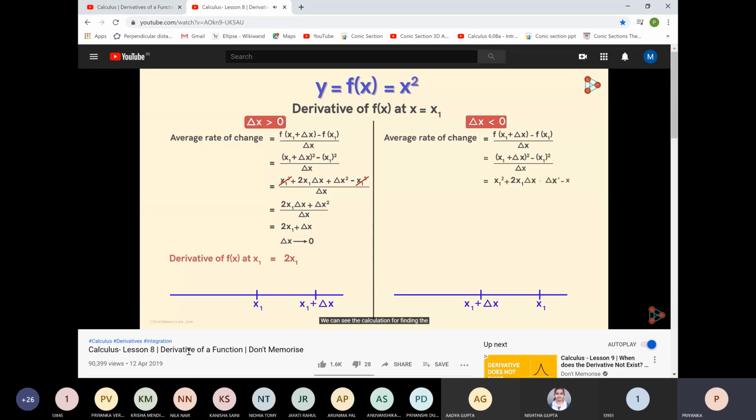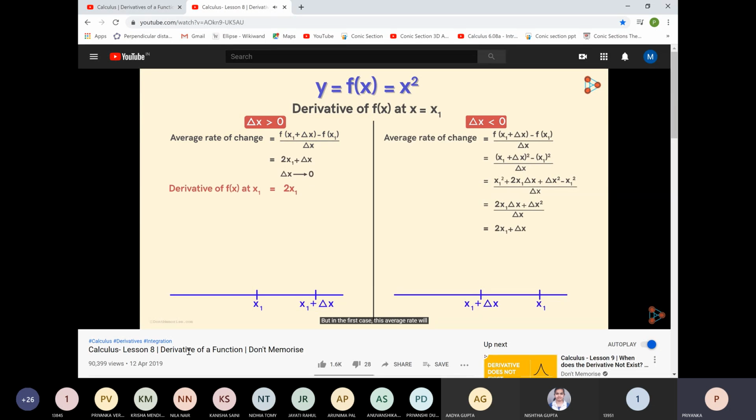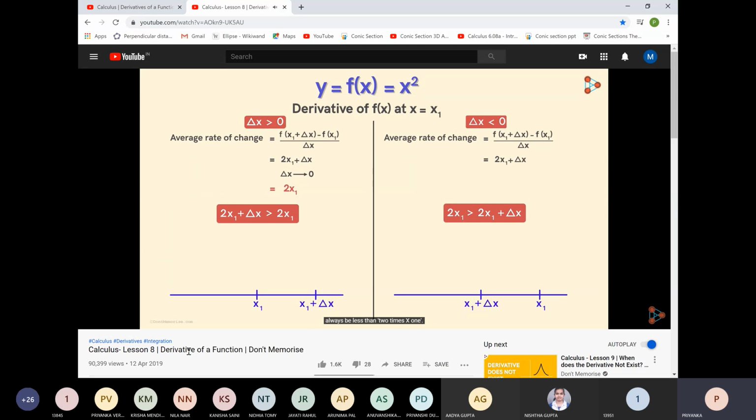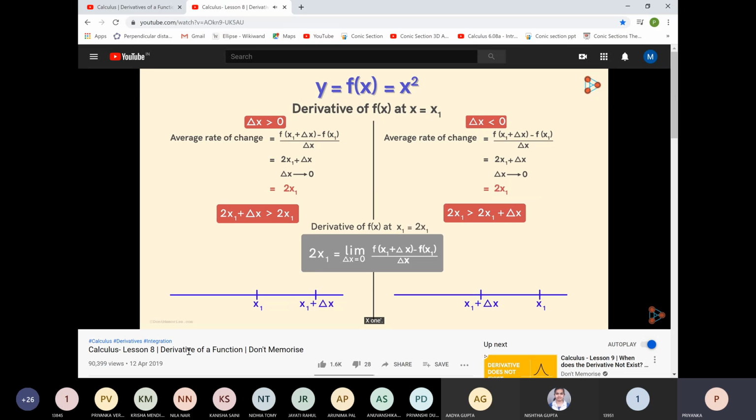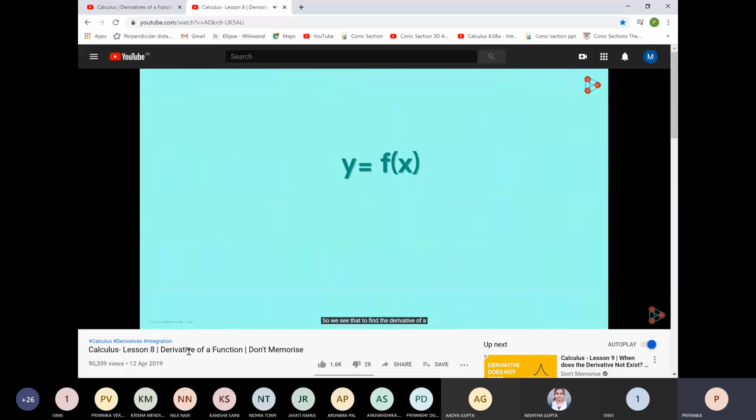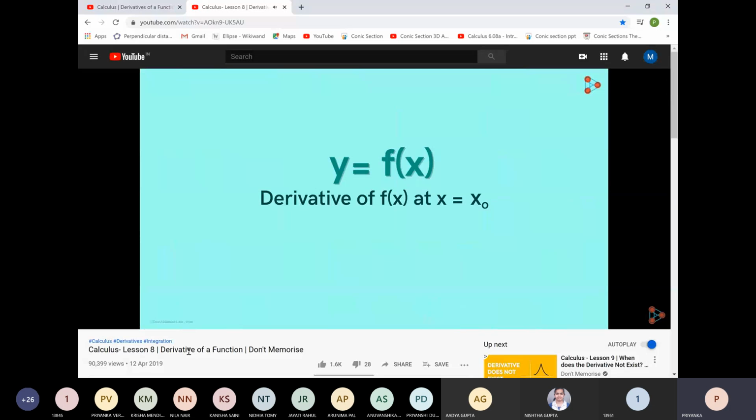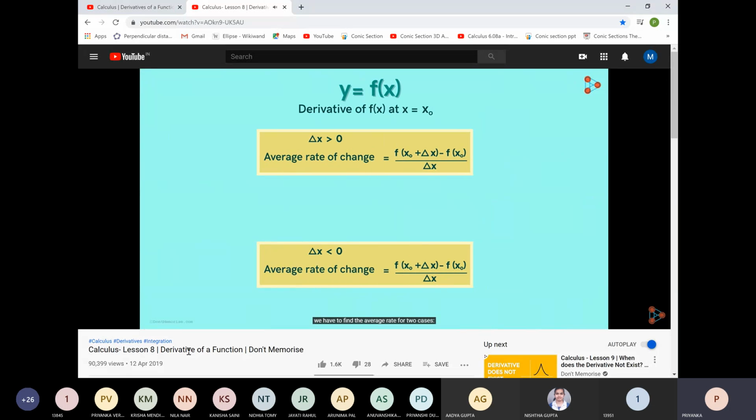We can see the calculation for finding the average rate of change will be the same as this. But in the first case, this average rate will always be greater than 2 times x1. In the second case, this average rate will always be less than 2 times x1. Now when delta x tends to 0, both these average rates will approach the same limit, 2 times x1. Now we can conclude that the derivative of this function at x1 is equal to 2 times x1. So we see that to find the derivative of a function at a particular value of x, we have to find the average rate of two cases.